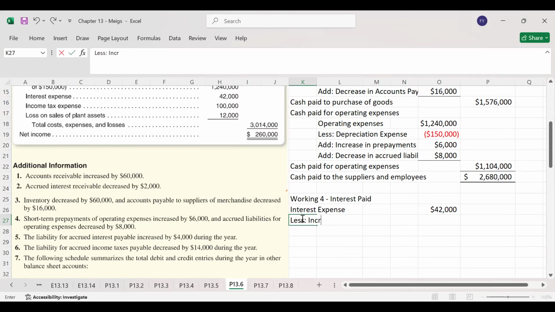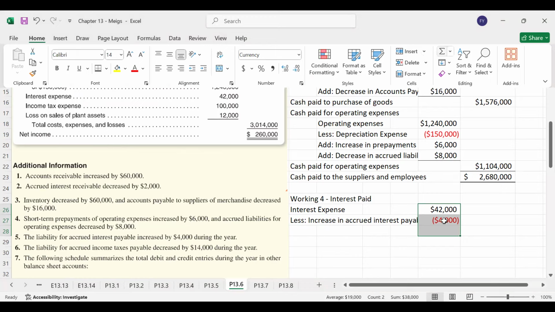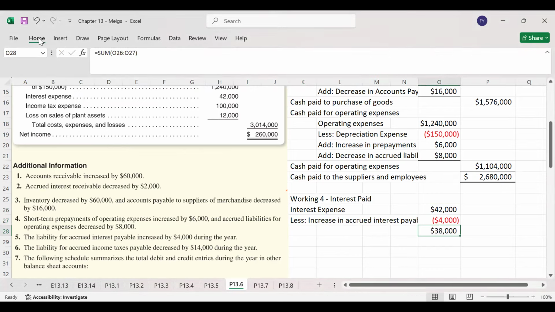So the next step is to deduct the increase in accrued interest payable. How much is the increase? It is 4,000. So we are subtracting $4,000 in order to get total interest paid. So we have this amount, $38,000. So this $38,000 represents interest paid.